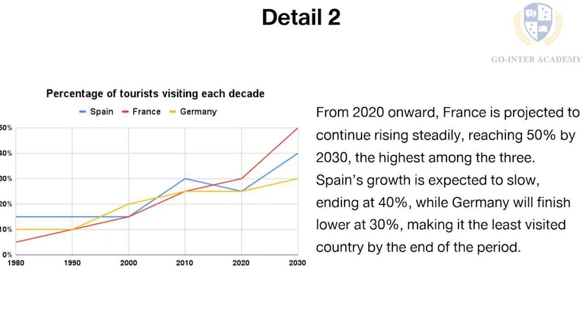From 2020 onward, France is projected to continue rising steadily, reaching 50% by 2030, the highest among the 3. Spain's growth is expected to slow, ending at 40%, while Germany will finish lower at 30%, making it the least visited country by the end of the period.